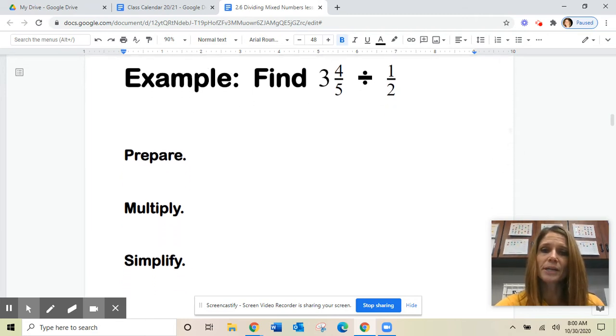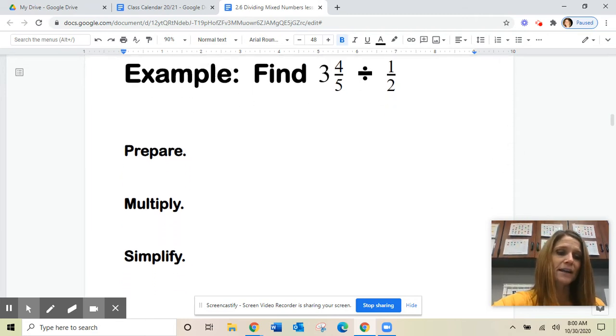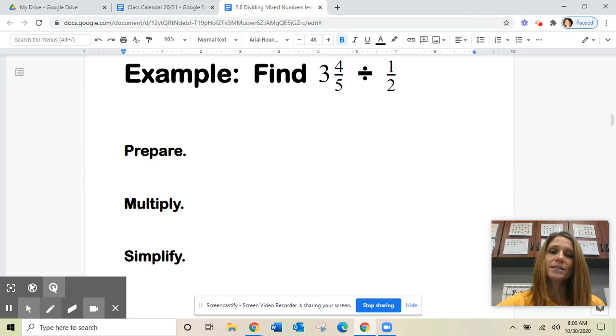So my first example is 3 4/5 being divided into halves. And so I'm going to prepare this.